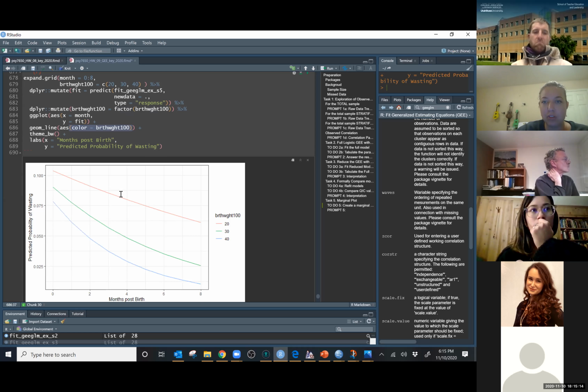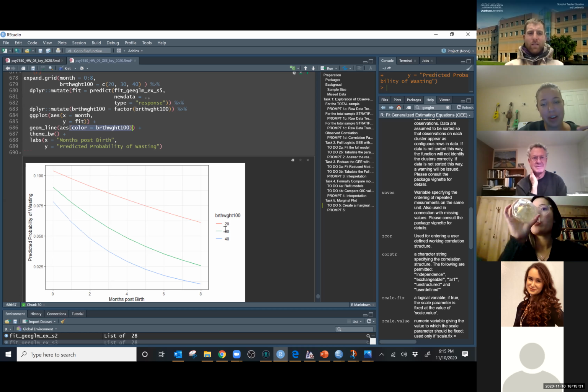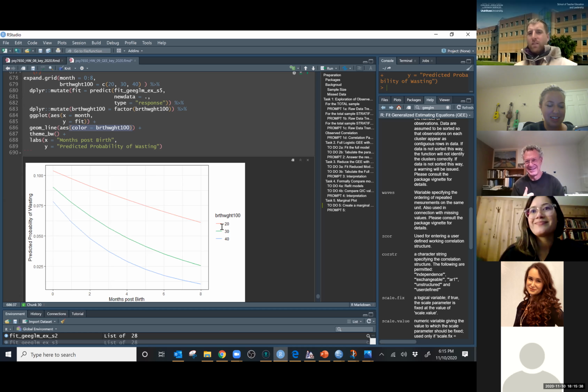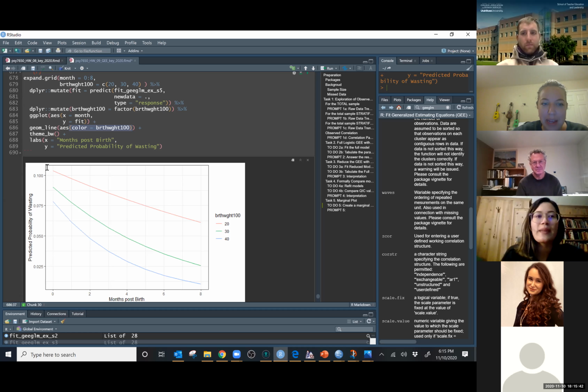So here we get, this red line up here are light babies, 20, but it's actually 20 times 100, so they're 2,000. What's 20 times 100? My brain's done. Is your brain done? 2,000. I was right. So a 2,000 gram baby, this is their risk line in red.